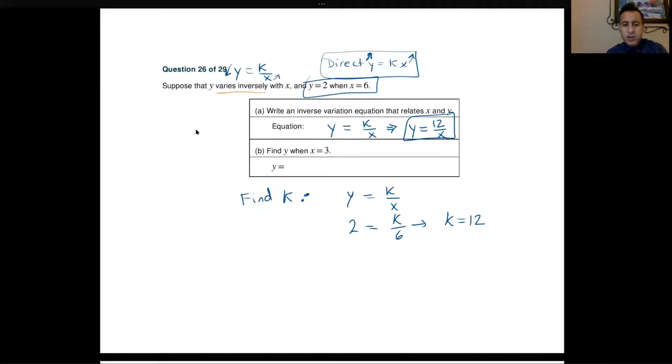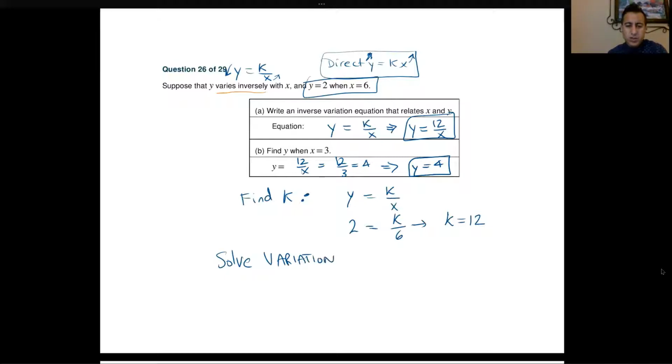Right? So find y when x equal 3, which means now that we know the equation or the variation, now we can answer any requests. So y equal 12 over x. And 12 over 3, which is 4. So the input for here is going to be y equal 4. Although this is kind of simplified, this is the method that you're going to use in word problems as well. So the steps will go the same way to solve a variation.